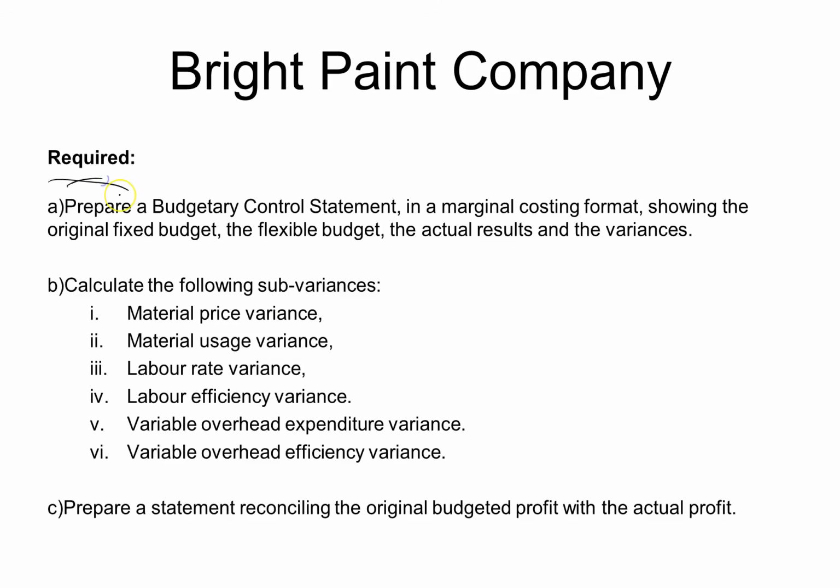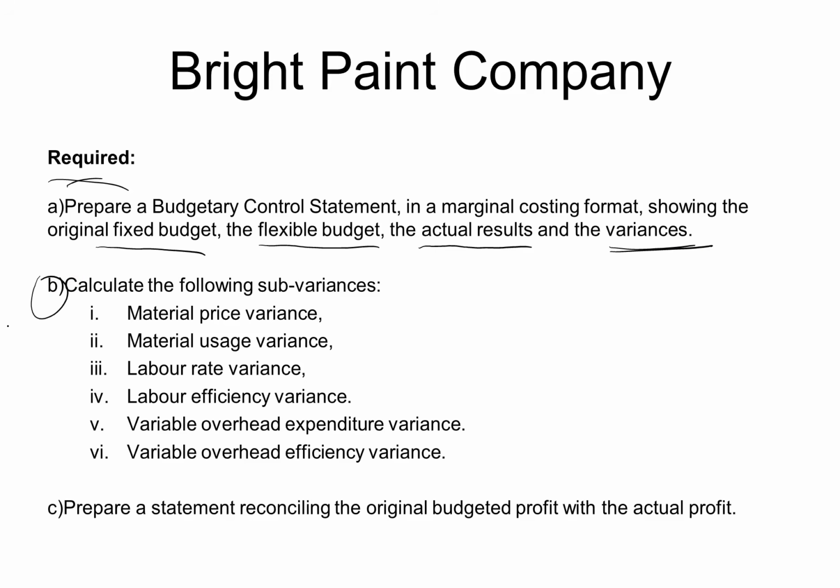Now, let's look at what we're asked to do. The requirements. A. Prepare a budgetary control statement in a marginal costing format showing the original fixed budget, the flexible budget, and the actual results, and also the variances. So we're going to prepare a table, and it's going to have one column for the fixed budget, a second column for the flexible budget, a column for the actual results, and a column for the variances. So 4 columns there.